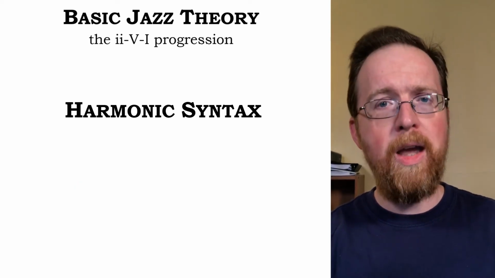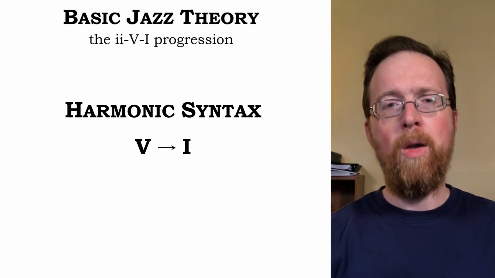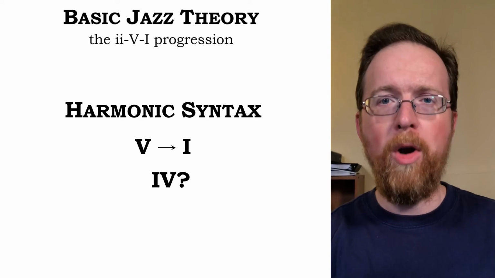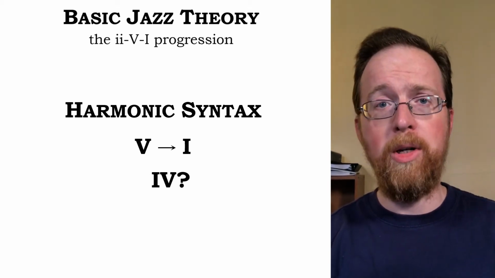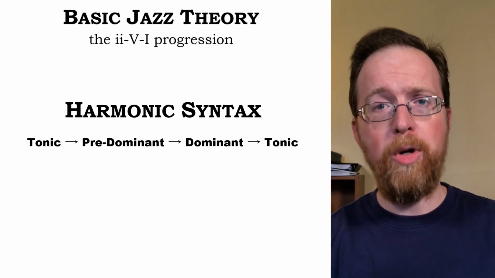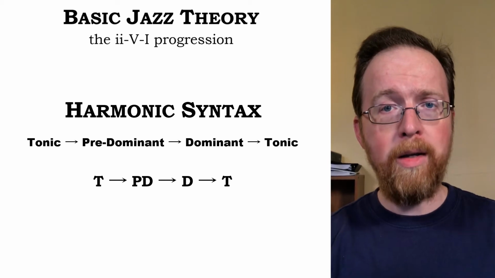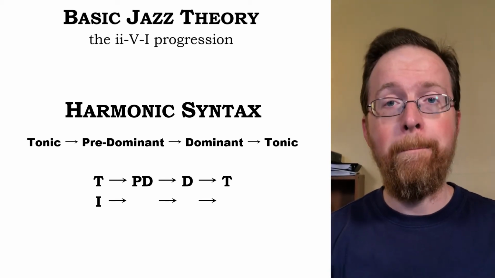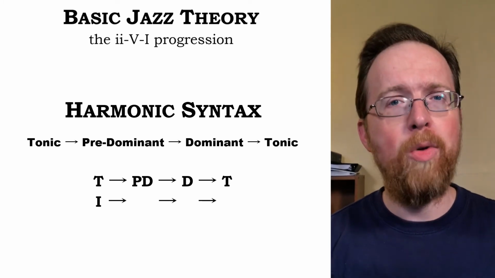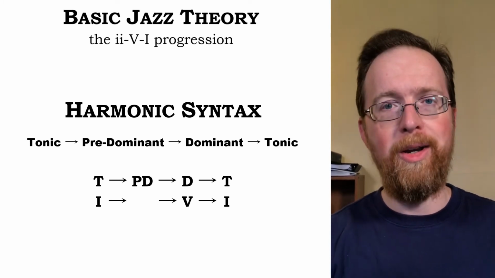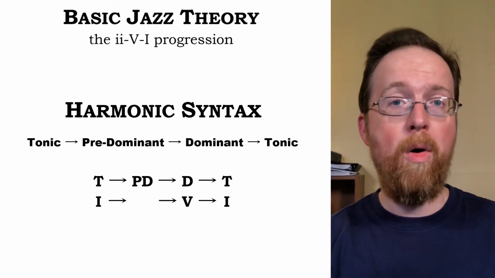Now, since authentic cadences move from 5 to 1, we need to place that 4 chord somewhere in the harmonic syntax. The typical phrase model in classical harmony is tonic to predominant to dominant to tonic. The opening tonic establishes home, and that dominant, that 5 chord, is the chord of tension. It's got the leading tone in it, and so the final tonic provides resolution by returning home.